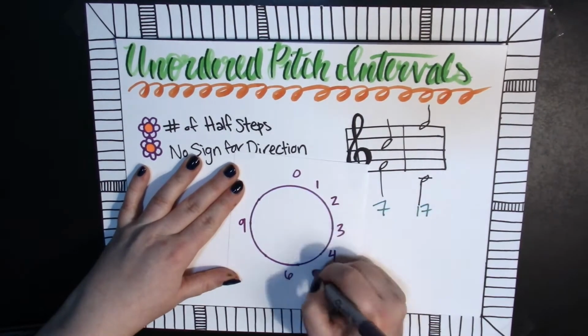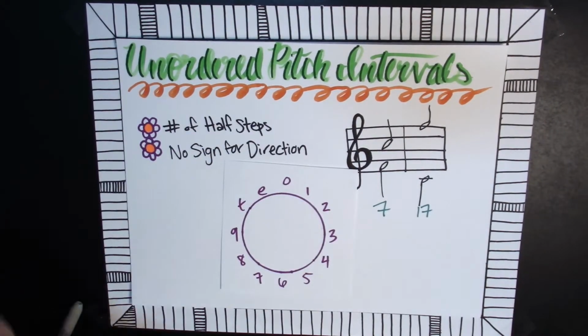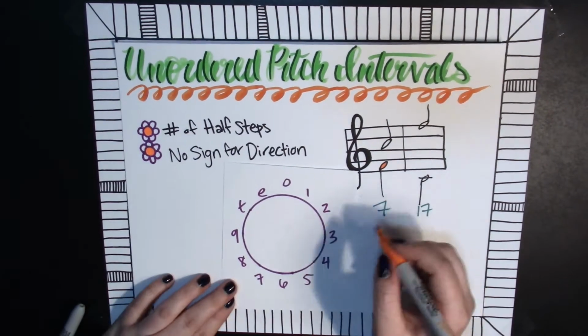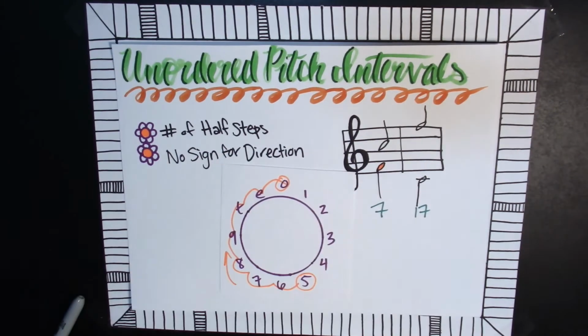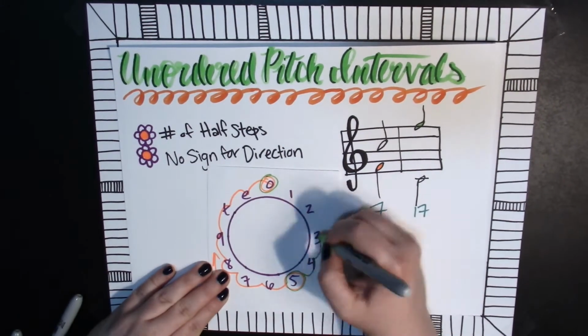Using the clock face, just like with ordered intervals, if you start on the lower note and count up to the top note, go in a clockwise direction. Or if you start on the higher note and count down, go in a counterclockwise direction.